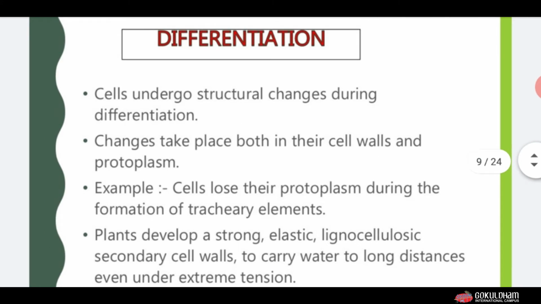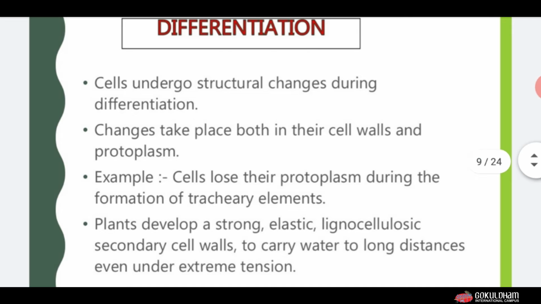Now next is dedifferentiation. Cells undergo structural changes during differentiation. मीन्स जब डिफ्रेंशिएशन होता है तब सेल में कई तरह के डिफरेंट स्ट्रक्चरल चेंजेस होते हैं. Changes take place both in cell wall and protoplasm. इट मीन्स जब डिफ्रेंशिएशन होता है तब सेल वॉल एंड प्रोटोप्लाज्म दोनों में स्ट्रक्चरल चेंजेस आते हैं.